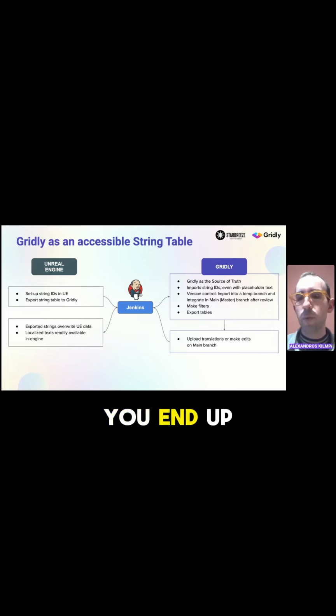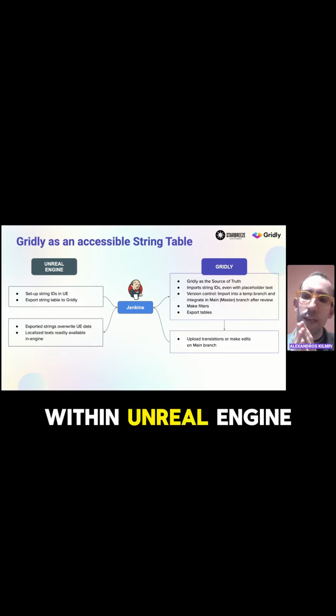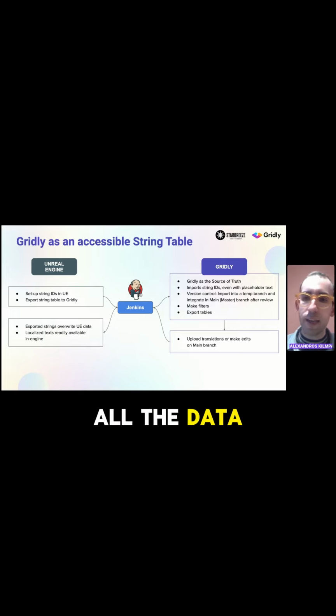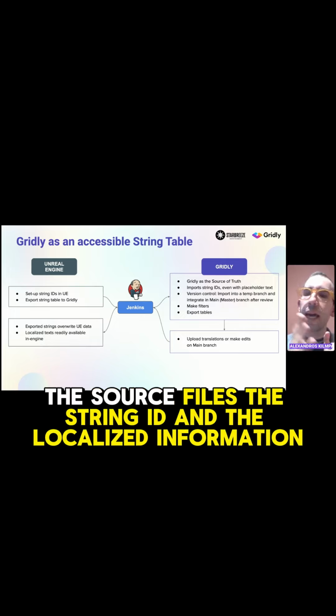And then what you end up with is a string table within Unreal Engine that just has all the data you need, both the source files, the string ID, and the localized information.